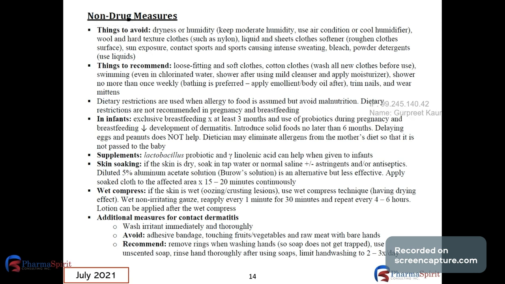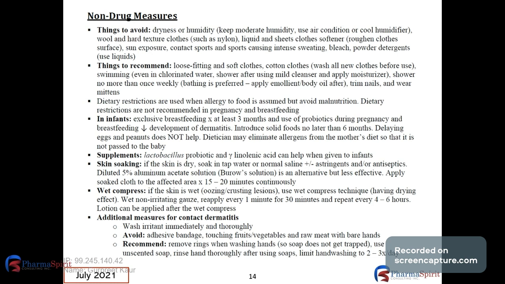We need to trim the nails, so if the skin is itchy, the patient doesn't scratch the skin, and to wear mittens. In terms of diet restrictions, restrictions are used only when allergy to food is assumed. But it is very important to make sure that we don't apply that restriction to the extent that it causes malnutrition. Diet restrictions also are not recommended in pregnancy and in breastfeeding.